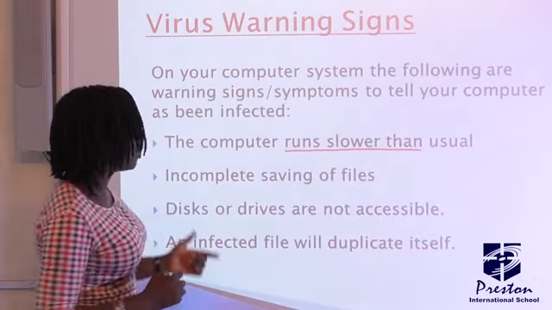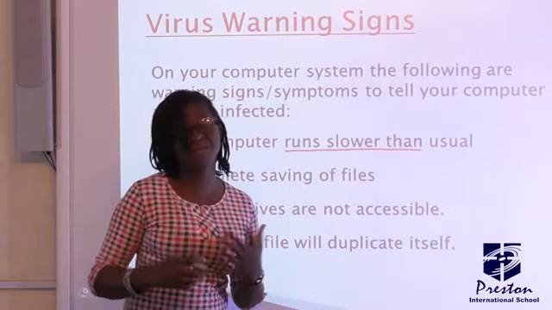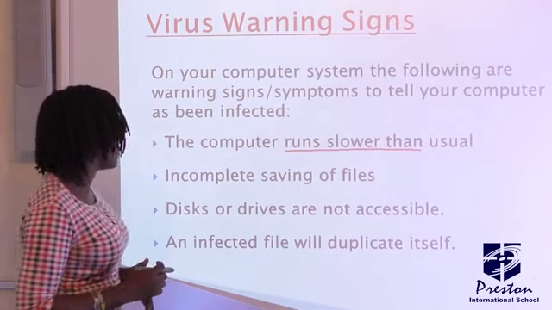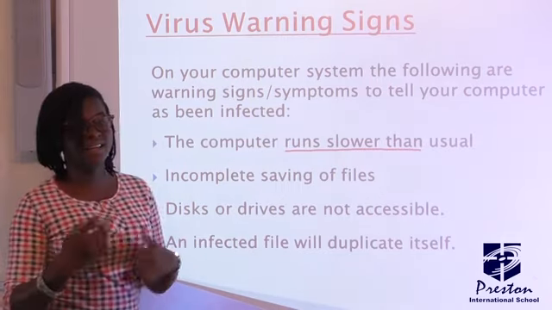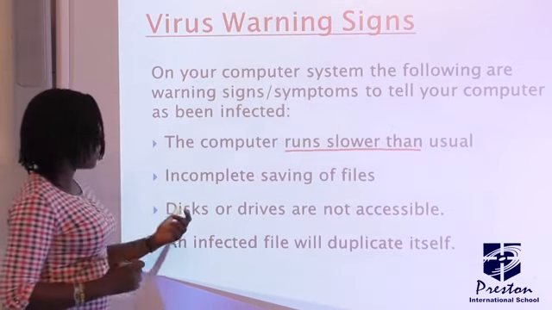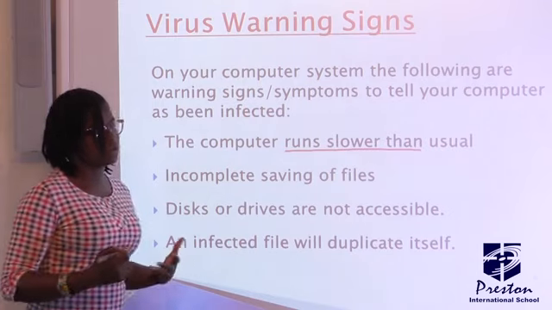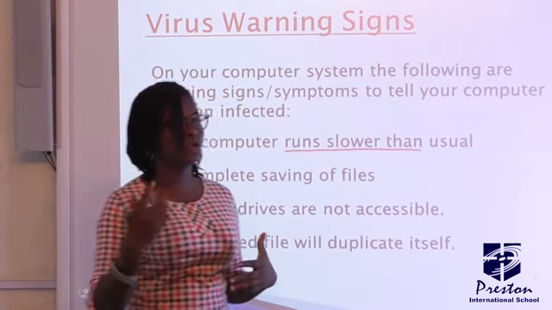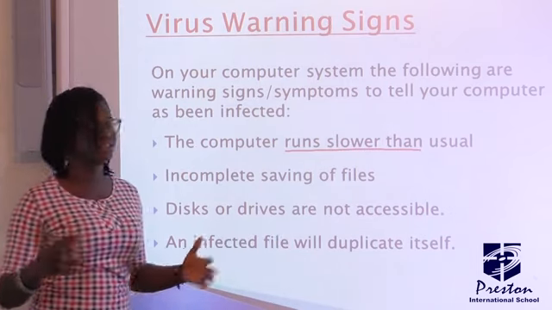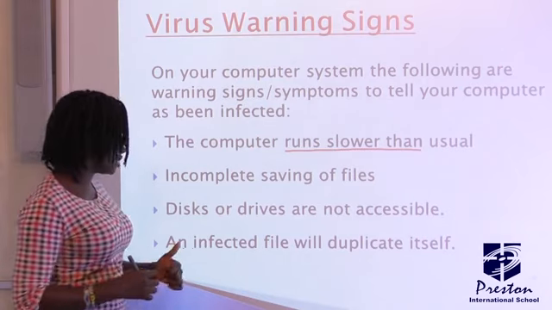Number two, incomplete saving of files. When you are trying to save a particular file, it will just give you an error message and you might not be able to save that file. Or probably you will save it and next time you want to open it, it won't open. Then, next, we have disks or drives are not accessible. You want to open a flash drive, it will tell you that there is no content, and you saved a lot in it, and you can't get anything from it the next time you are trying to access it.